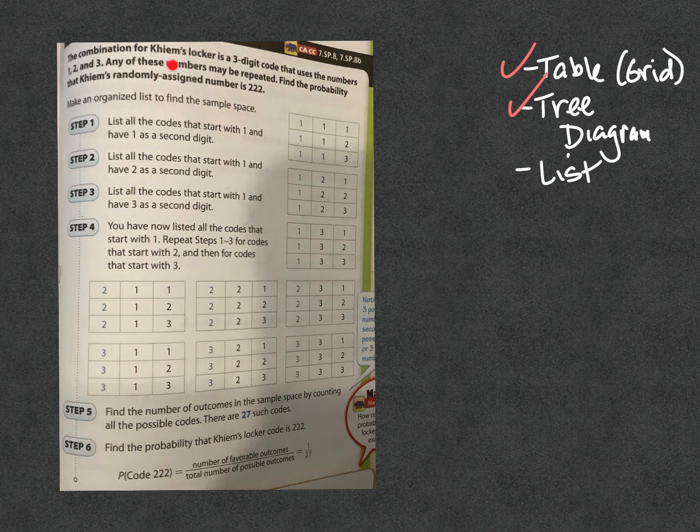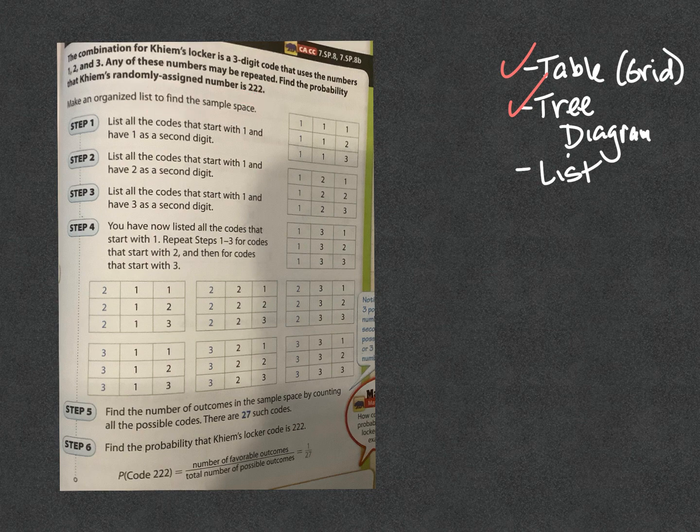The combination for Keams, I'm not sure how to pronounce that name. It's a cool name, though. Keams' locker is a 3-digit code that uses the numbers 1, 2, and 3. Any of these numbers may be repeated. Find the probability that Keams' randomly assigned number is 222.